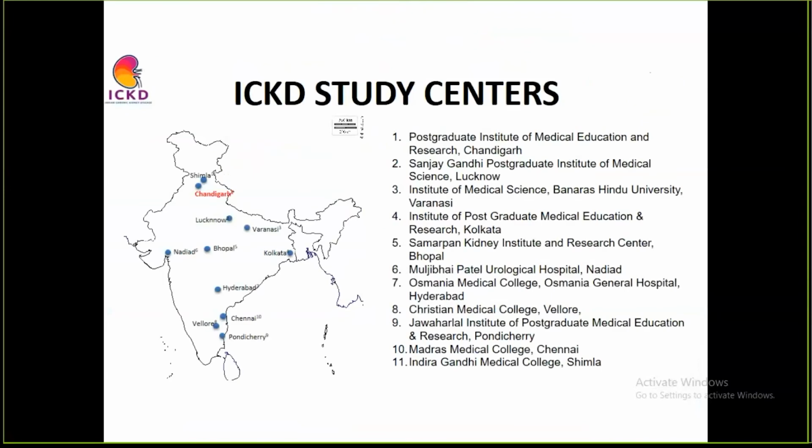This is a multi-centric study at 11 different geographical locations in India, with PGI Chandigarh as the coordinating center. The rest 10 centers include Sanjay Gandhi Postgraduate Institute of Medical Sciences, Lucknow, Institute of Medical Sciences, BHU, Institute of Postgraduate Medical Education and Research, Kolkata, Samarkand Kidney Institute and Research Center, Bhopal, Ujjibai Patel Urological Hospital, Nadia, Osmania Medical College, Hyderabad, Christian Medical College, Vellore, JIPMER, Puducherry, MNC Chennai, and Indira Gandhi Medical College, Shimla.